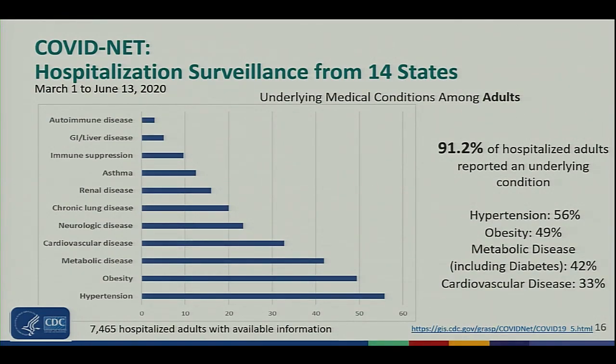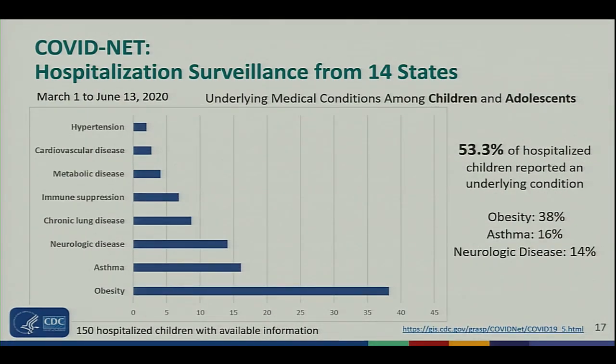Overall, 91% of hospitalized adults had at least one reported underlying medical condition. The most commonly reported were hypertension, obesity, metabolic disease, including diabetes, and cardiovascular disease. 53% of hospitalized children had at least one reported underlying medical condition, and the most commonly reported condition among children was obesity.